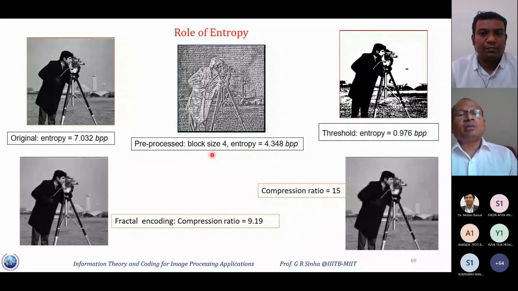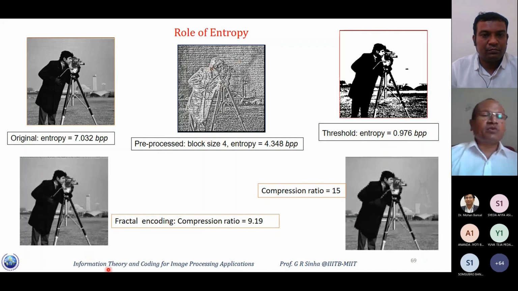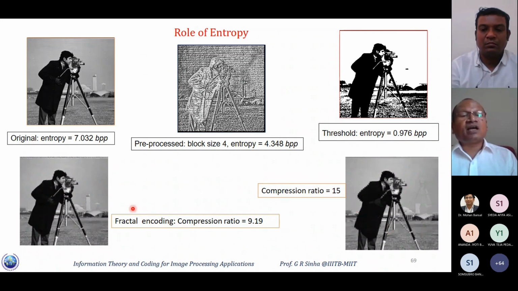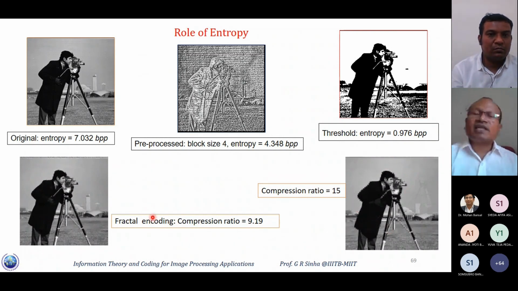Similarly here, if you take block size 4, entropy 4.348, the picture quality is like this. And when you apply fractal encoding with compression ratio 9.19, the picture quality is this. So when you increase the compression ratio, the picture quality is again poorer. The degradation is more. But what is important here is how you can apply fractal encoding.